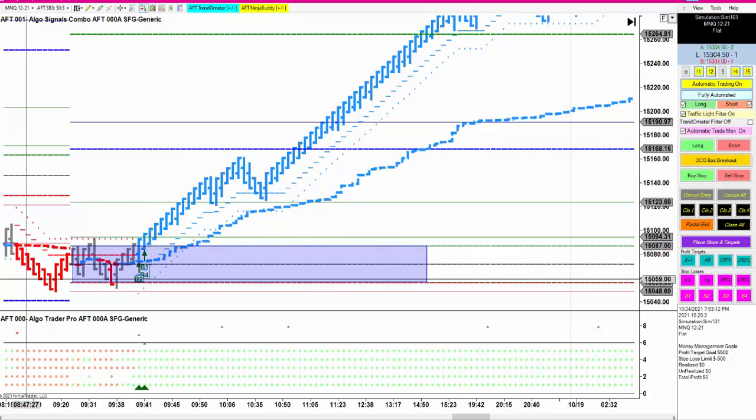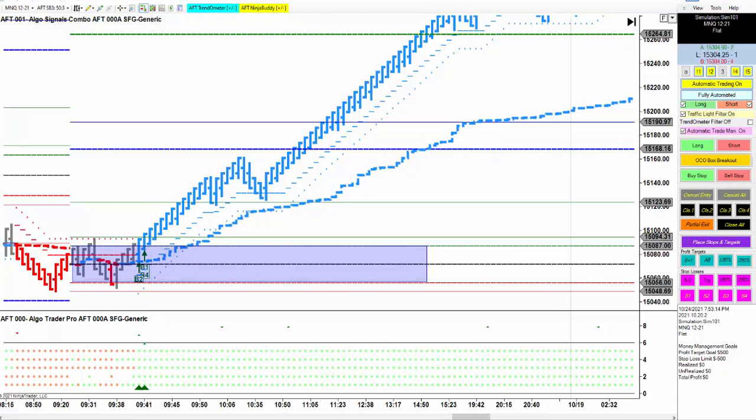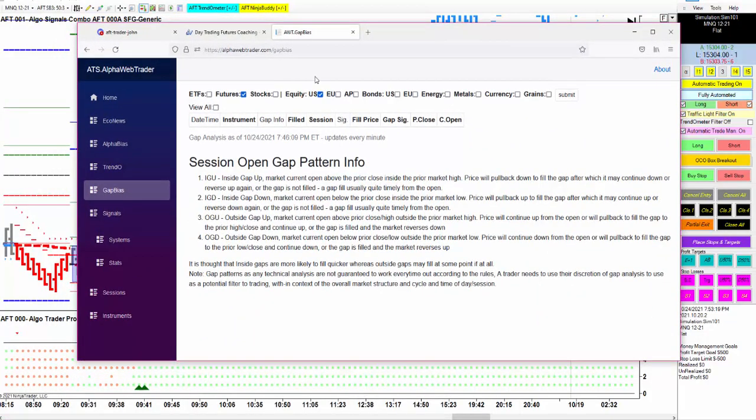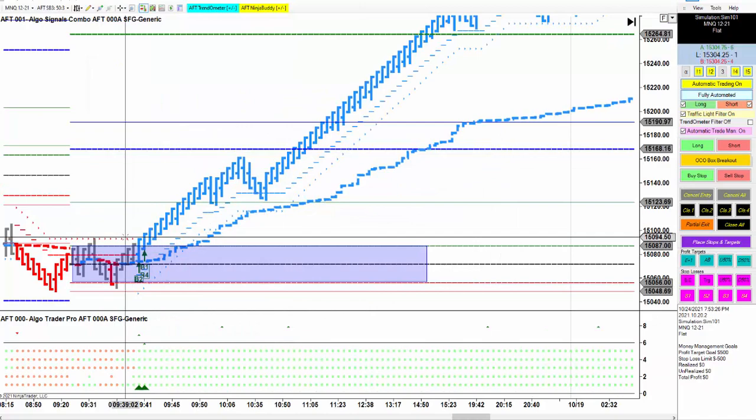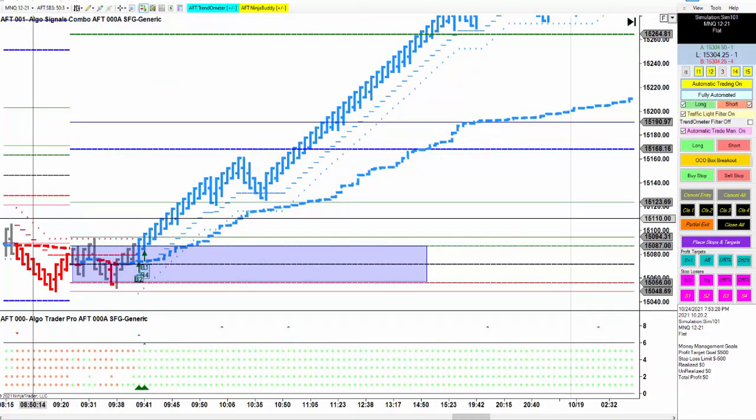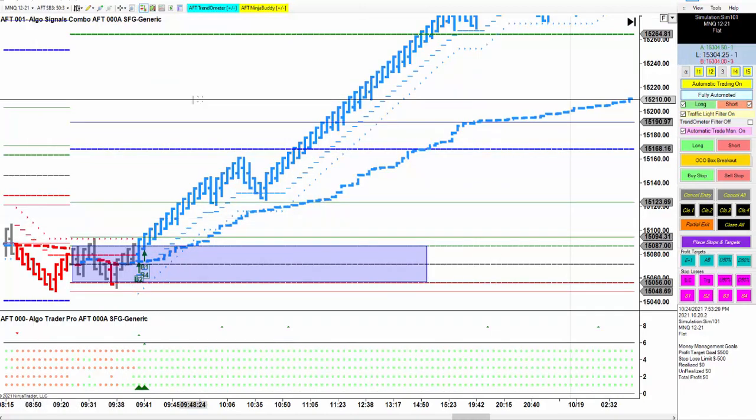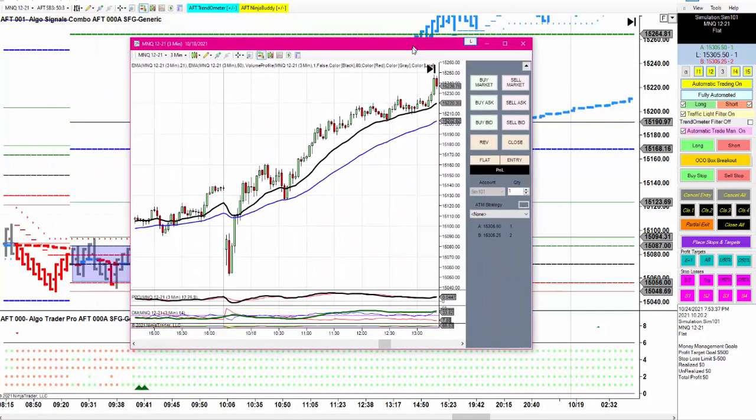Well, we have a gap bias filter, and that gap bias filter can be found at alphawebtrader.com. That gap bias filter will tell us what kind of gap we had. In the case of the MNQ that morning, we had an inside gap down, right? And this is what it looks like on the smaller time frame here.